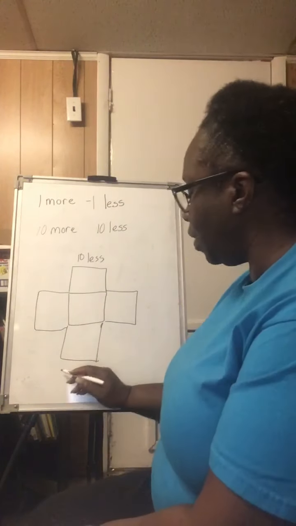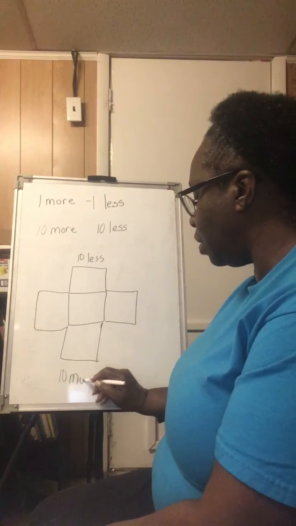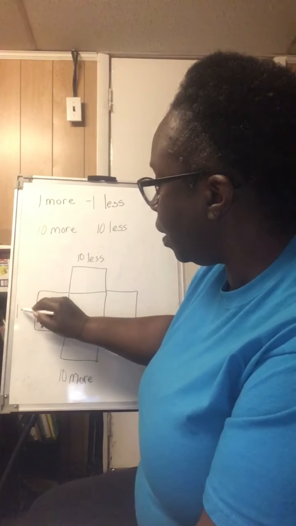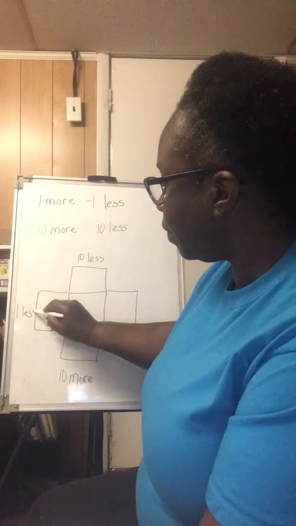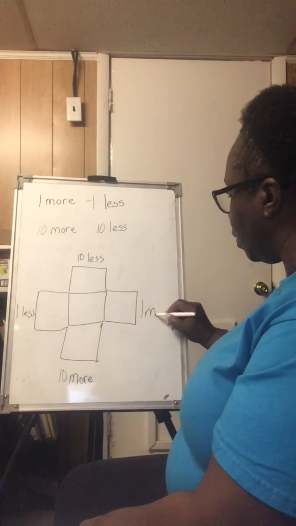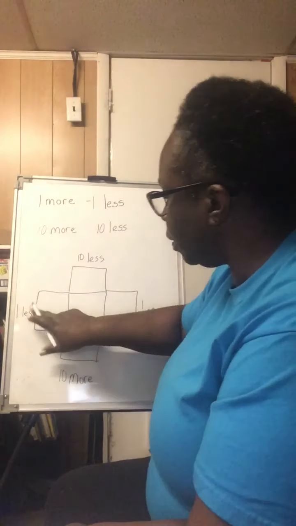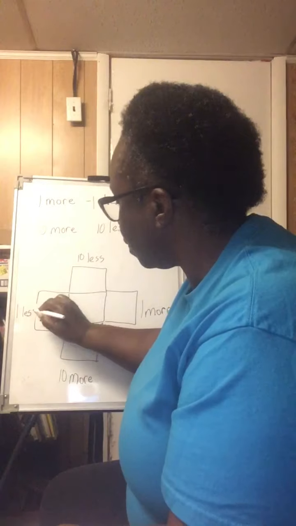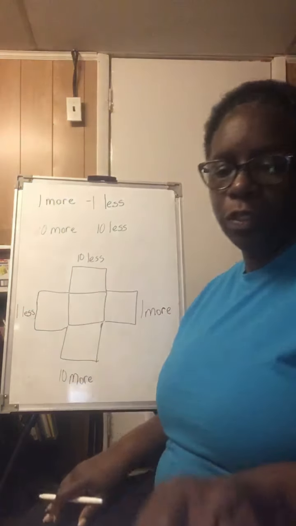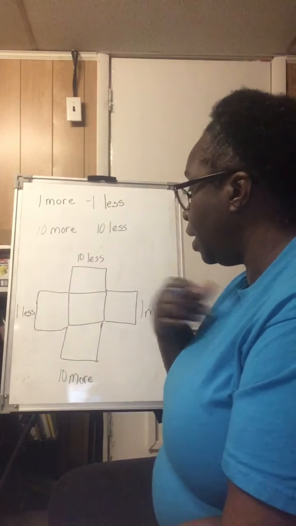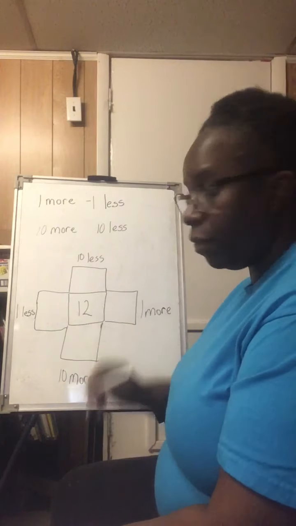Okay, then here we have 10 more. Over here we have 1 less, and over here we have 1 more. Okay, and that is what your problem here would look like. We're not going to use the number that was given. We're going to use our own number. So let's put in the number 12.